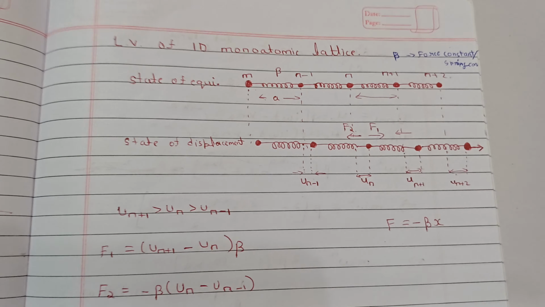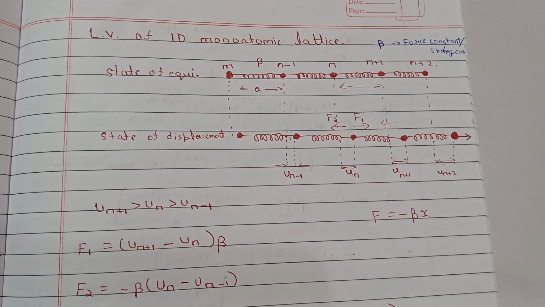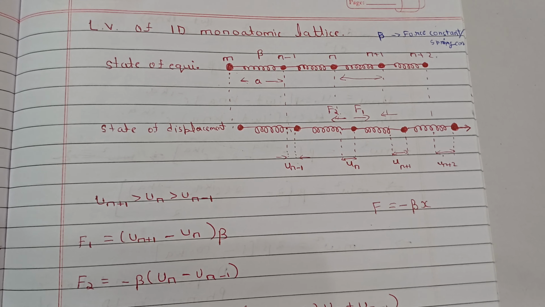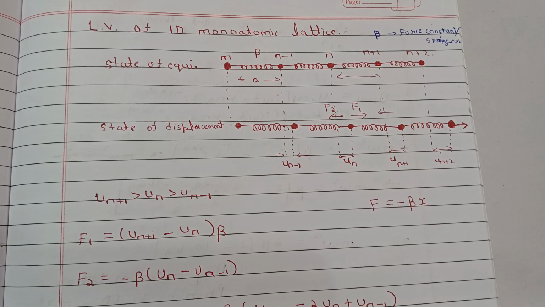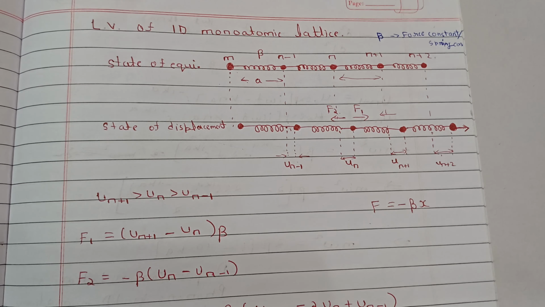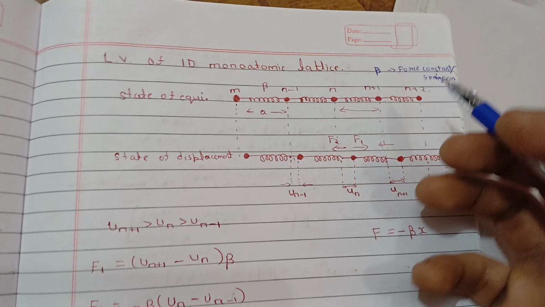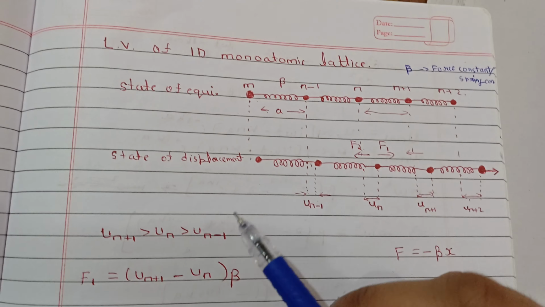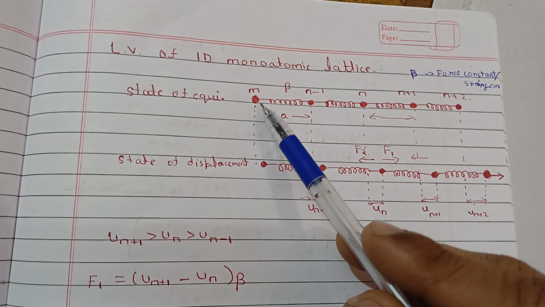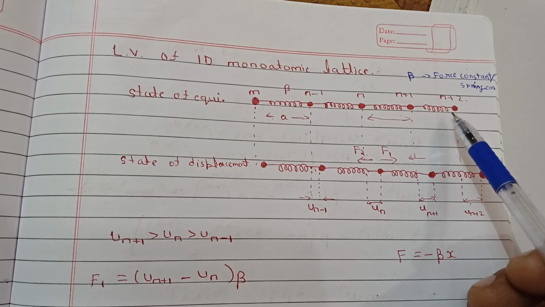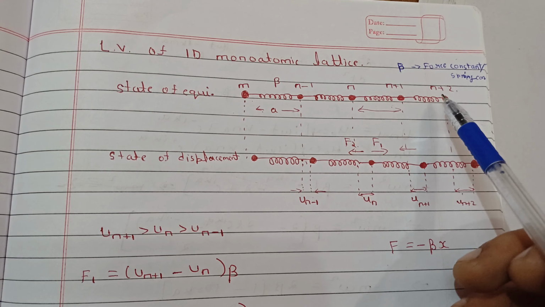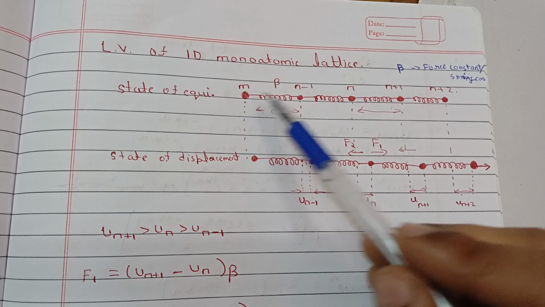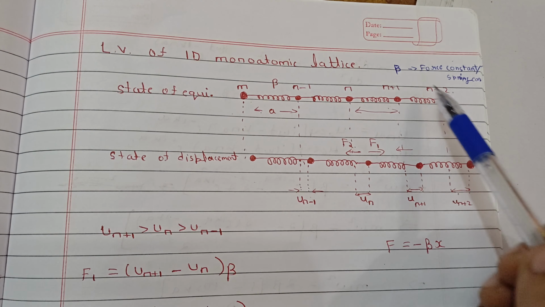Okay, first we will discuss the lattice vibrations of a monoatomic lattice. Monoatomic means there is a single type of atom, so the whole solid is formed of individual atoms of the same properties. Let's say these atoms are each of mass m. This is just the equilibrium state now.